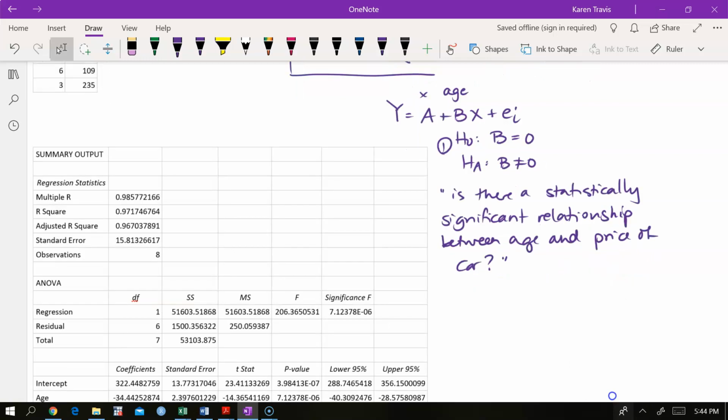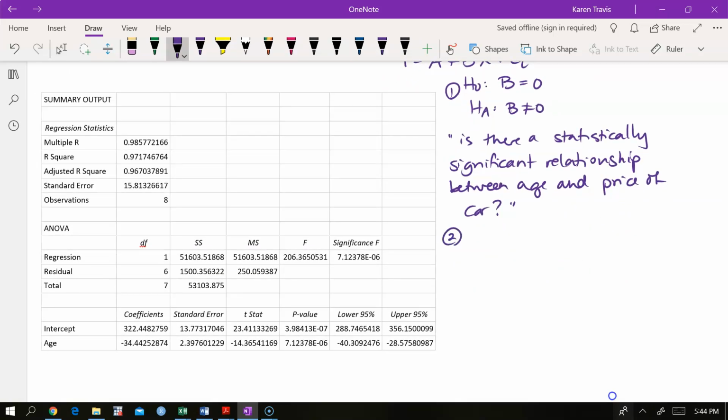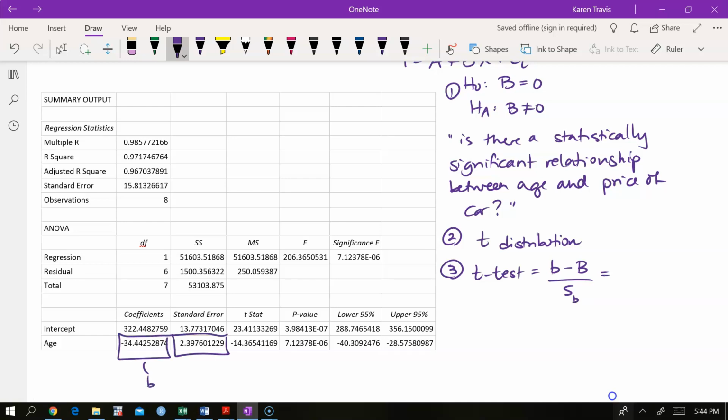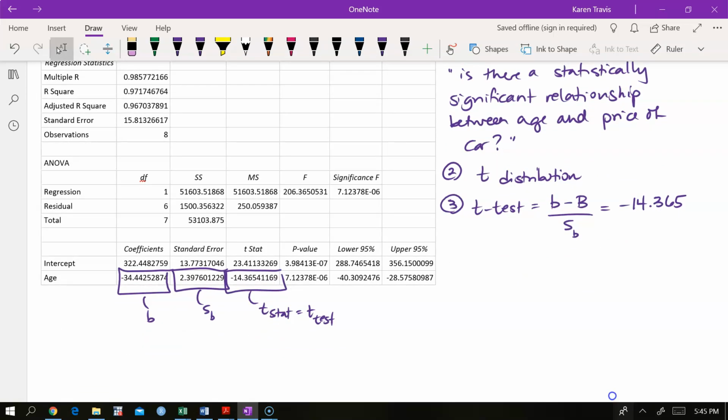So the second step will be figuring out what distribution to use, and we need to use a t-distribution for all regression problems. And then the third step is to identify the t-test. It comes from the following. We're going to remember that this is B, this is SB, and this is our t-stat. So t-stat is the same thing as t-test. So since it already gives us the t-test, we can go ahead and identify that.